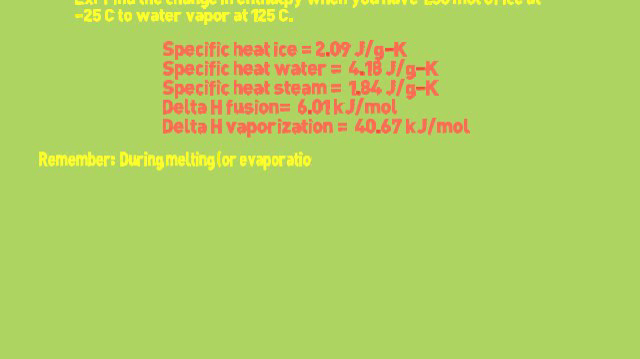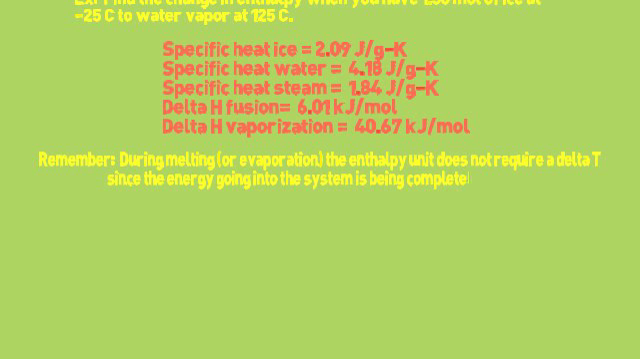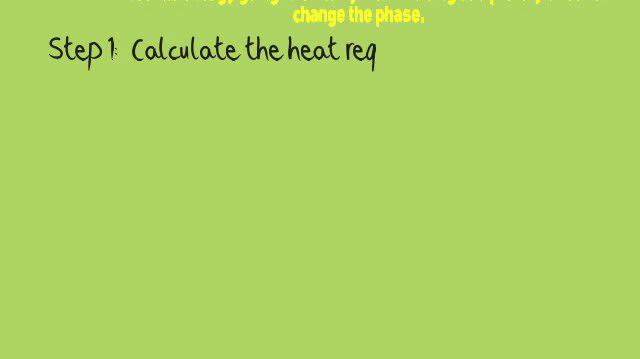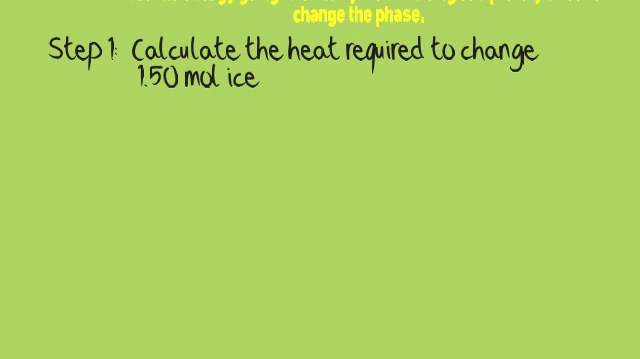Remember, during melting or evaporation, or if we were going in reverse, condensation or freezing, the enthalpy calculation does not require a change in temperature, delta T, since the energy going into the system is being completely used to change the phase. The thermometer's temperature is not rising. All right, let's look at step 1, and I'm just going to do the first 2 steps. Calculate the heat required to change 1.5 moles of ice at negative 25 degrees to 0 degrees Celsius.